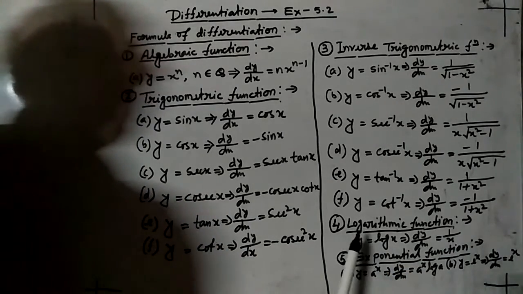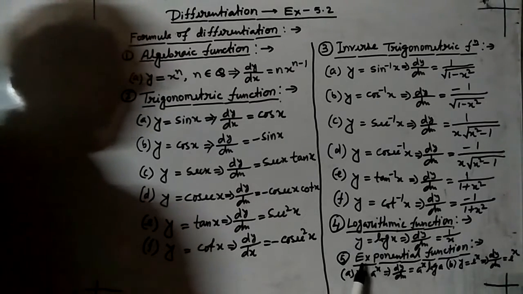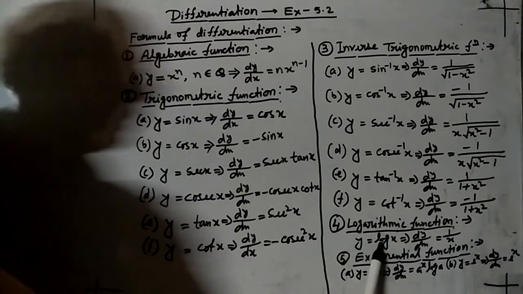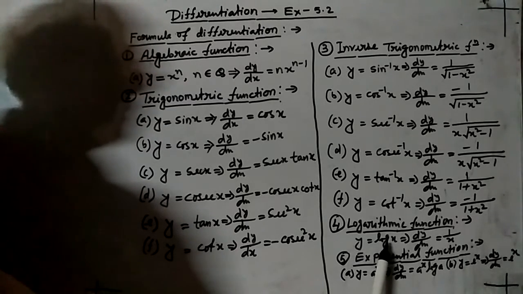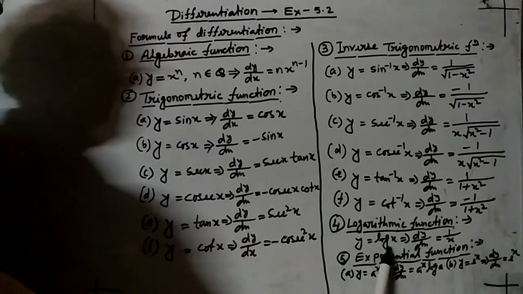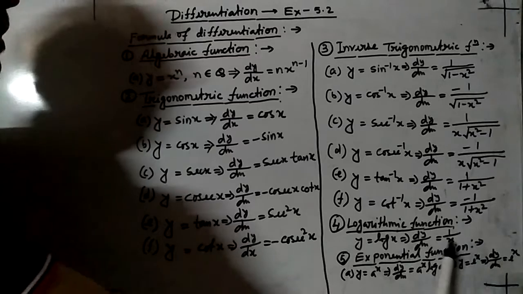Okay, and two more types of functions we will get in class 12, that is logarithmic function and exponential functions. Logarithmic function, that means y equals log x. Here base will always be e in your NCERT book, but when you practice for entrance examinations, that time base 10 also you will get and base e also you will get, right? Here we will only get base e. So if base e, then dy by dx equals 1 upon x.